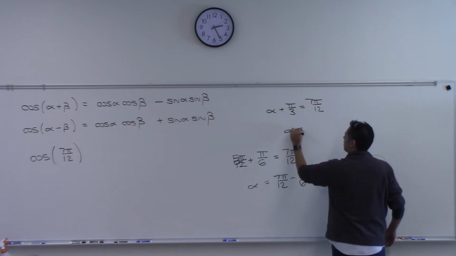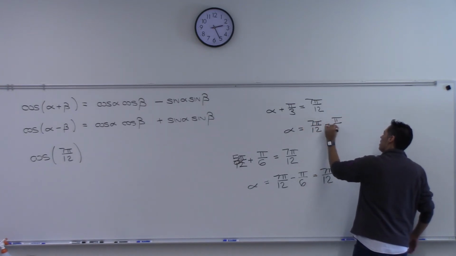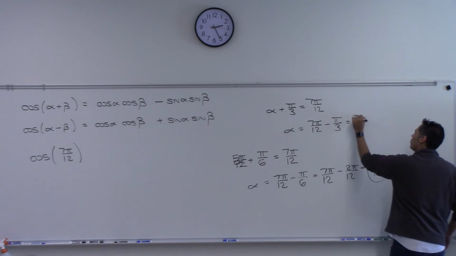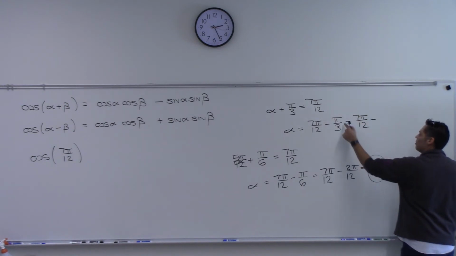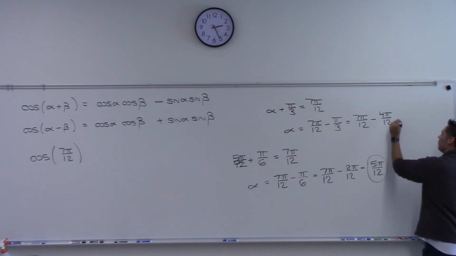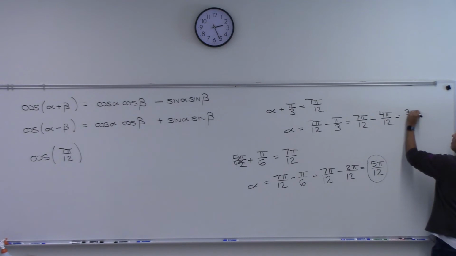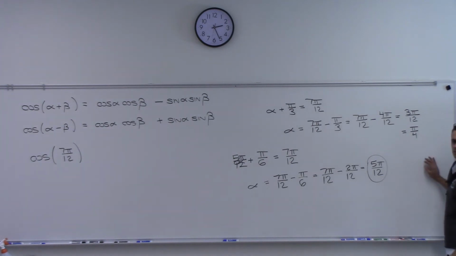And then you subtract 7 pi over 12 minus pi over 3, get a common denominator, multiply top and bottom by 4, you get 4 pi over 12, so 7 pi over 12 minus 4 pi over 12 is 3 pi over 12. Do you know what that is? Pi over 4. It's 45 degrees. Yeah, that's pi over 4.